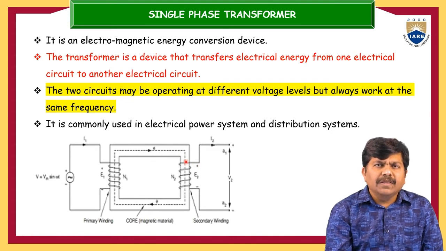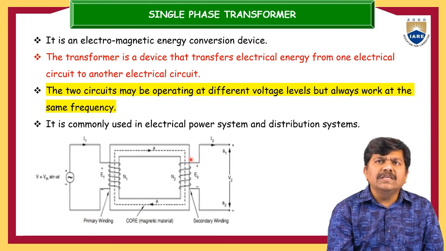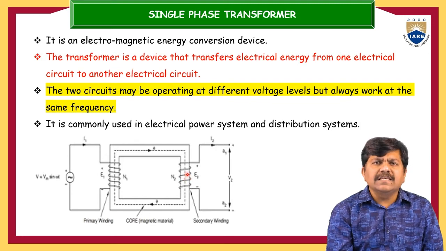Once the EMF is induced across the secondary winding, it becomes the voltage source, and it can easily supply some amount of electrical power to the load connected across it. Whenever a load is connected across the secondary winding, this E2 will drive some amount of current through the load. Like this, we can drive a load.